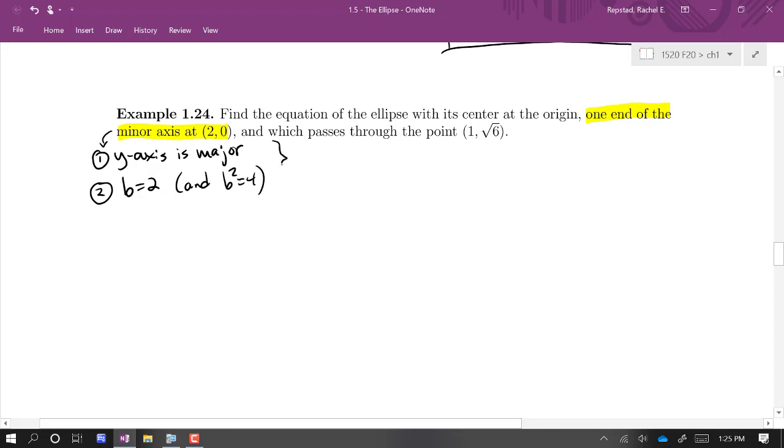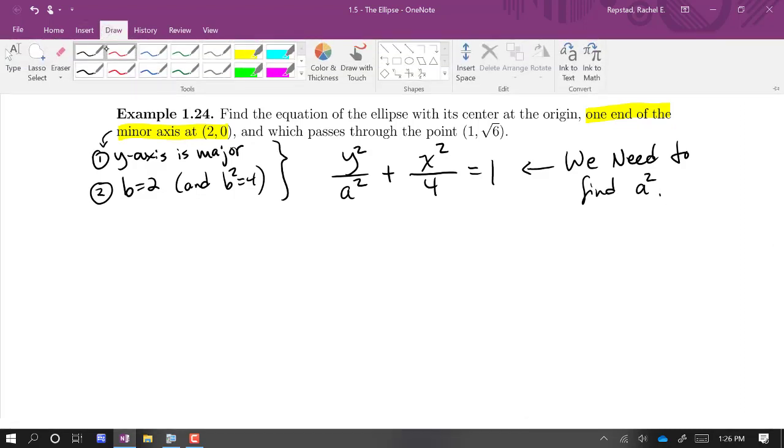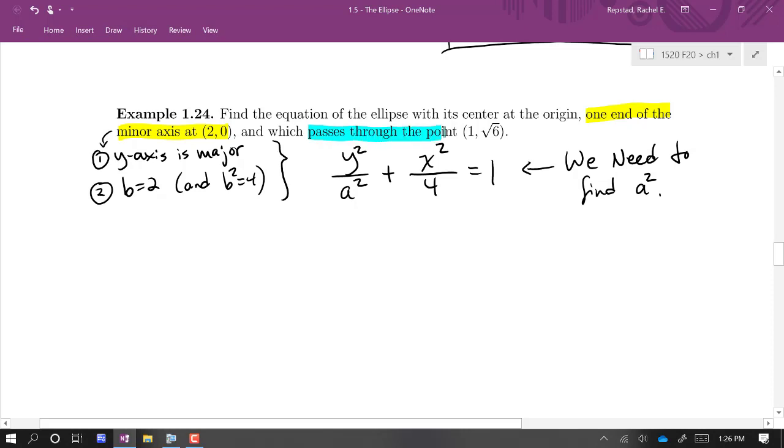These two things together give us a good starting point. We have y squared over a squared, right? The y-axis is major, so a squared is under the y squared. And then I know that b squared is 4, so plus x squared over 4 is equal to 1. So this information, just that highlighted piece, gets us almost all the way there. All we need to do is find the value of a squared. And the only bit of information we have not used yet is that it passes through the point (1, √6).